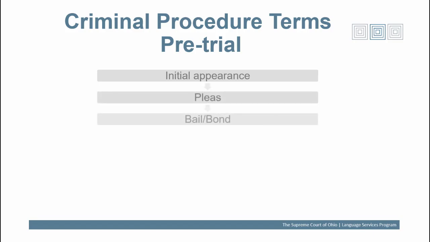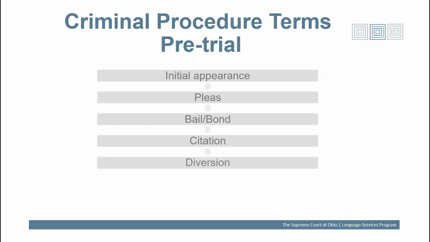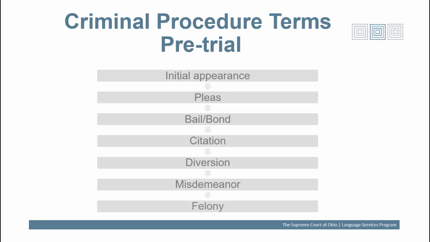Bail or bond. A security deposit, usually money given to release a defendant. Citation. A court order or summons that tells a defendant what the charges are. Diversion. Instead of going to jail, the defendant goes to a rehab program. Misdemeanor. A crime that can be punished by up to 1 year in jail. Felony. A serious crime that can be punished by more than 1 year in prison.